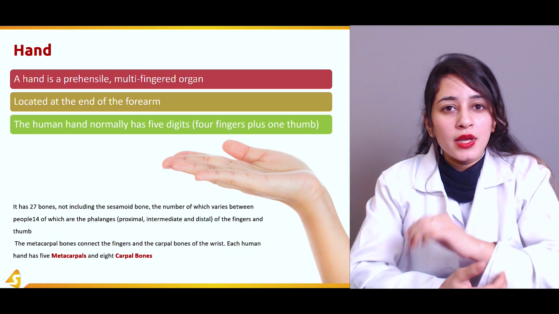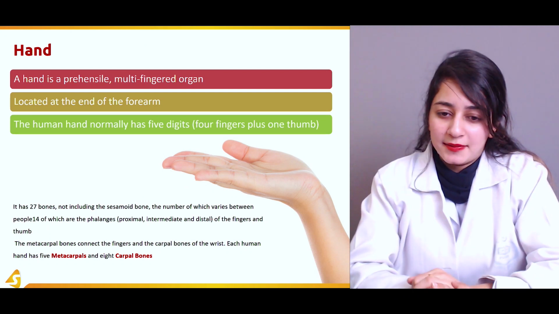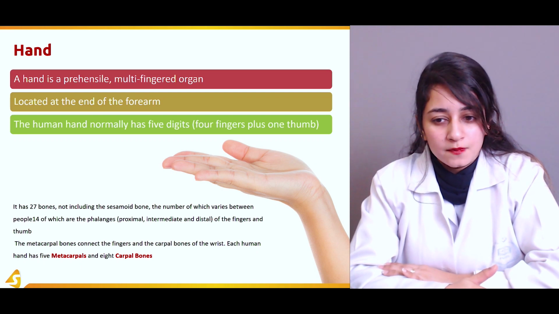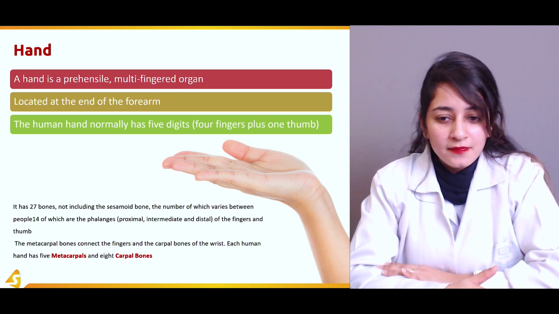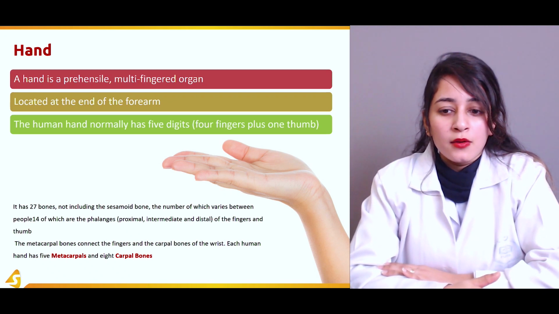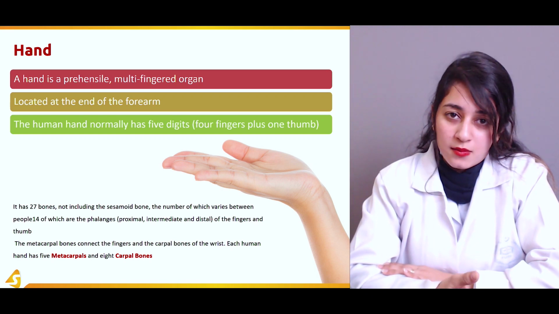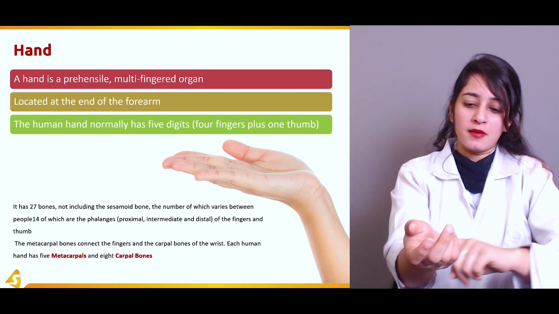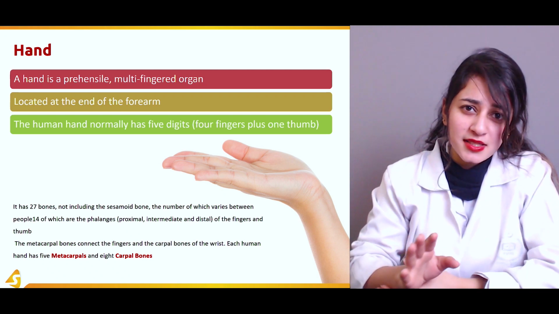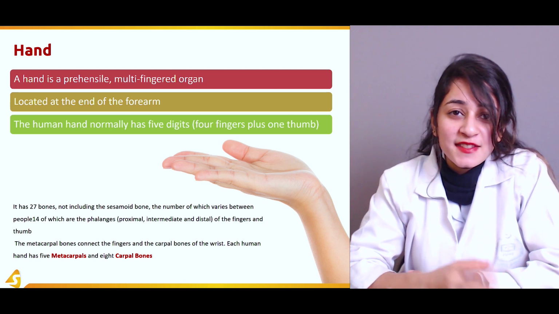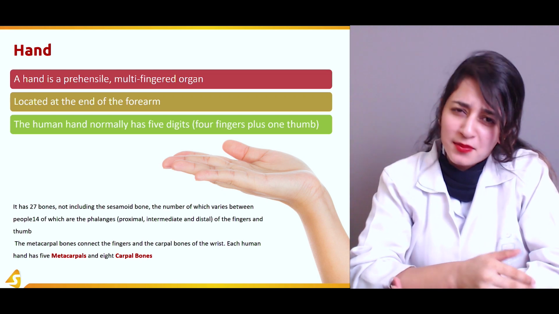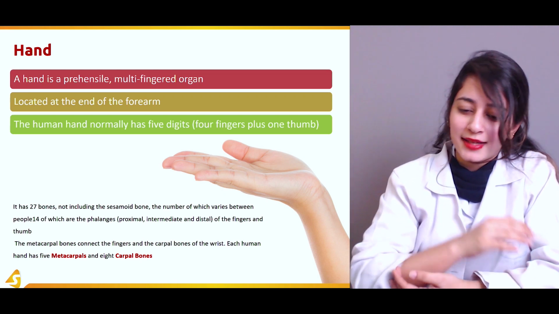Okay, the hand. Now we're going to discuss the hand. A hand is a prehensile, multi-fingered organ located at the end of the forearm. So this is our forearm. At its end, this is my hand. You can also check yours if it's present. The human hand normally has 5 digits, 4 fingers plus 1 thumb. Few people have 6 as well. That, by the way, is an exception, so don't worry about that.